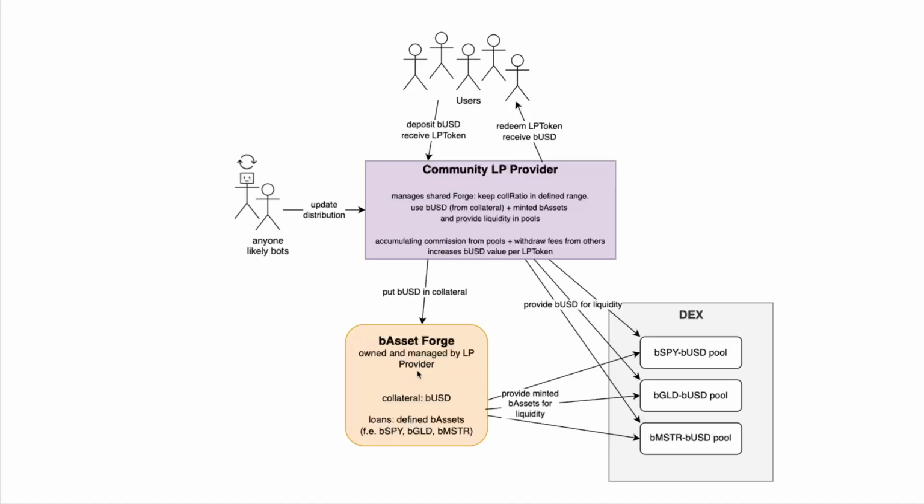For example, they could say it should stay between 190% and 210% ratio, because 150 is the minimum. So it would be a safe bet to keep it at 200%. And whenever the forge gets out of the range, the smart contract updates the tokens. So either it takes more loans, puts some BUSD out of the collateral, and puts it into liquidity, or if the ratio is too low, it takes liquidity out of the DEX, pays back the loans, takes the BUSD and puts it back into the forge to increase the collateral ratio again.